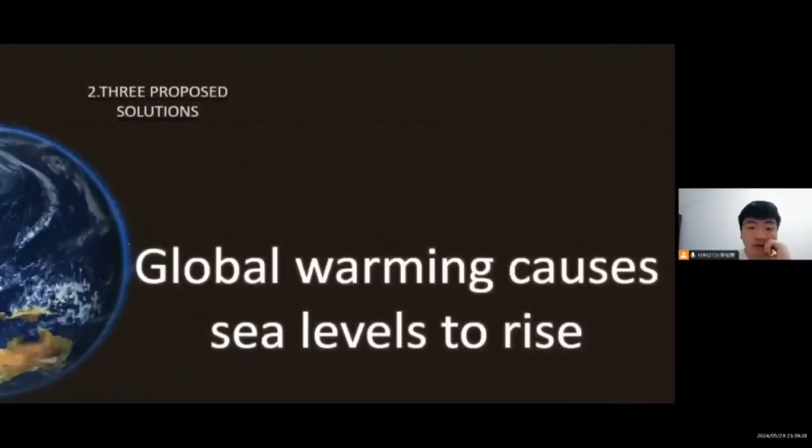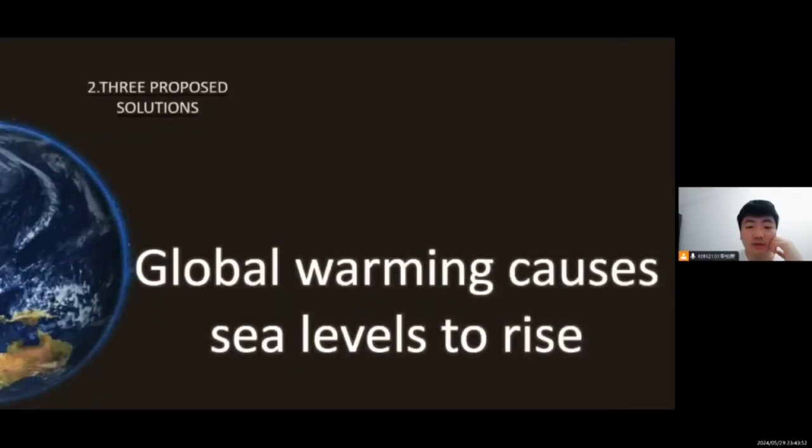Hello, everyone. Our group topic is global warming causes sea levels to rise. In my part, we present the three proposed solutions to fix the problem.